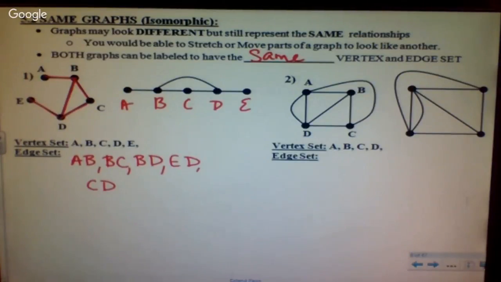Okay, double check yourself. I still have vertices A, B, C, D, and E. I still have a line that connects A to B. I've got a line that connects B to C. One that connects B to D, E to D, and C to D. So even though these two graphs look completely different, they are the same.